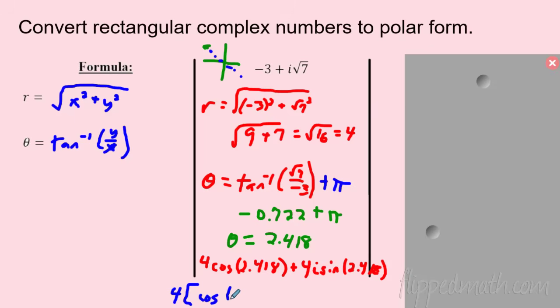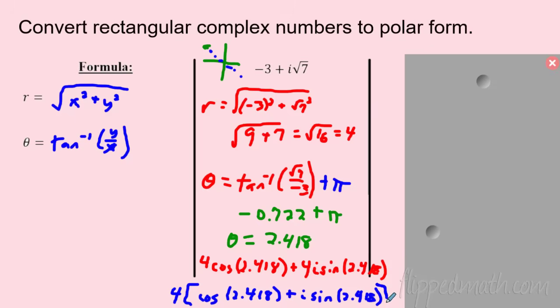4 cosine 2.418. Oh my gosh, I'm having a terrible time with my handwriting today. Plus, I took the 4 out, so there's the i. So it doesn't save a ton, but I want you to be able to recognize it. Back in the day, I swear we used to use CIS, C-I-S for this, and that cleaned it up a lot. But there it is right there.